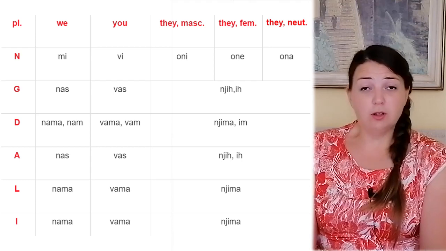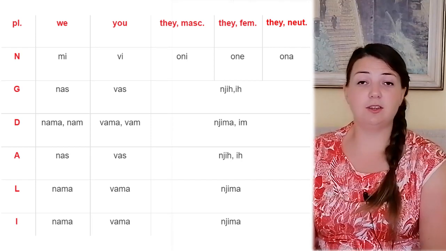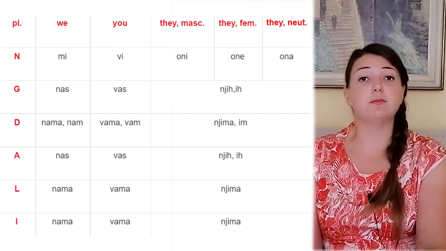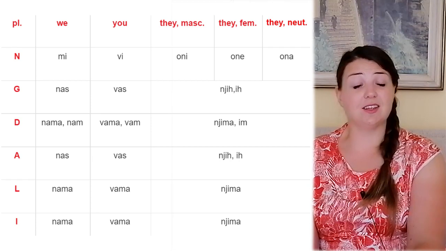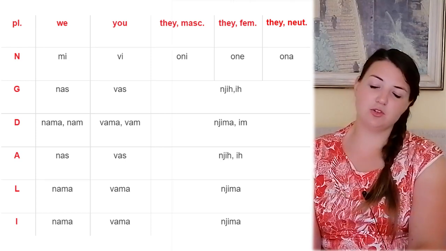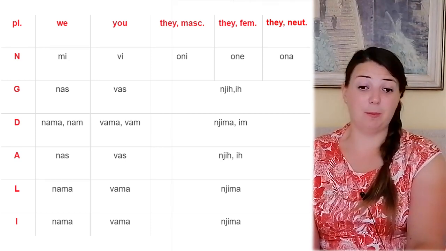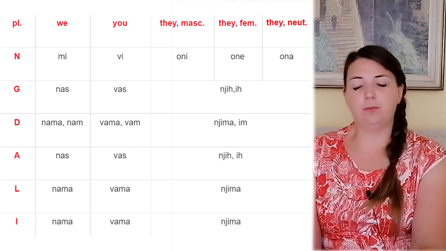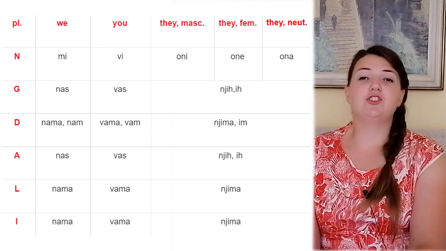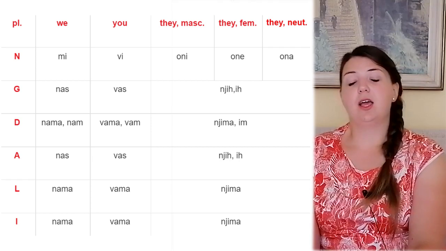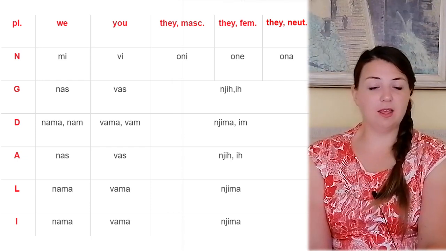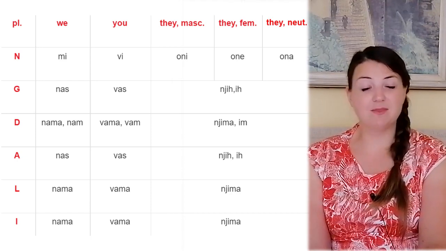The form for the plural is as follows, as you can see here on the screen. So the nominative for we is mi. The genitive and accusative is nas. The dative locative is nama or nam. And the instrumental is, again, nama or s nama. The plural second person, you, is vi. The genitive accusative is vas. The dative locative is vama or vam. And the instrumental is also vama, s vama.